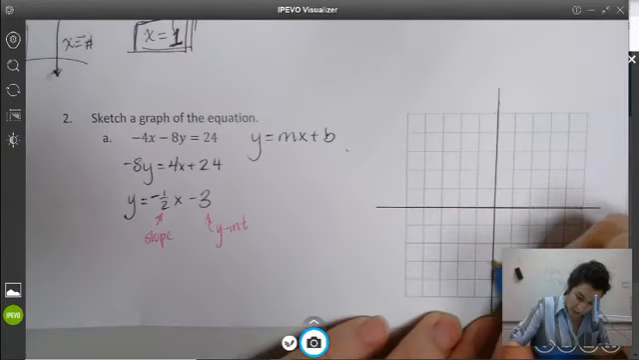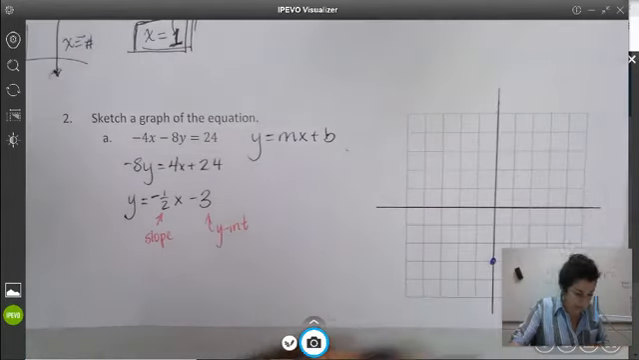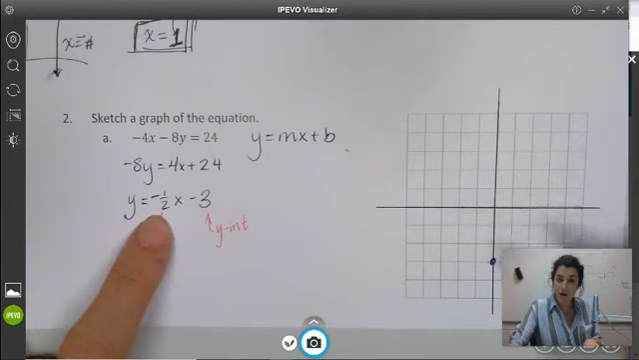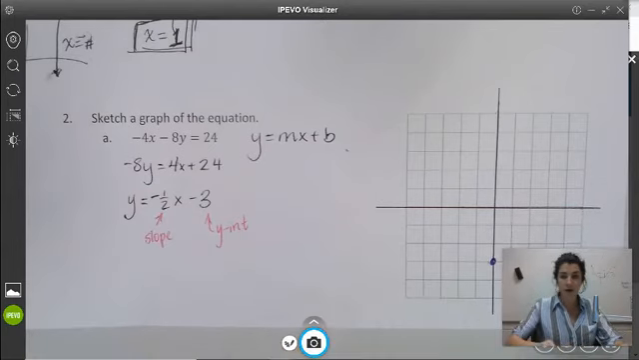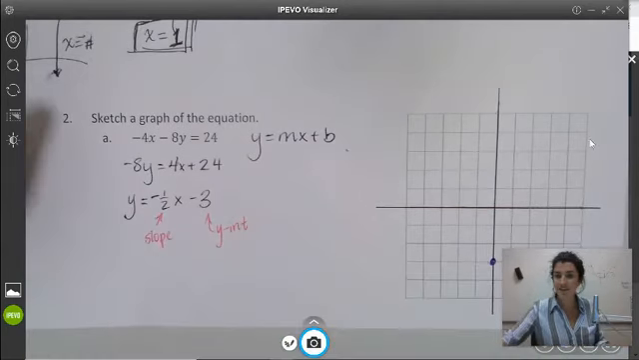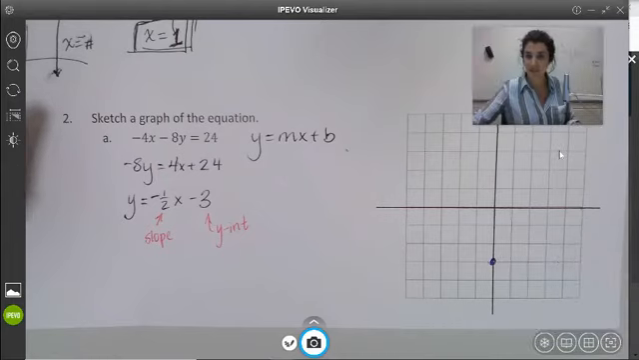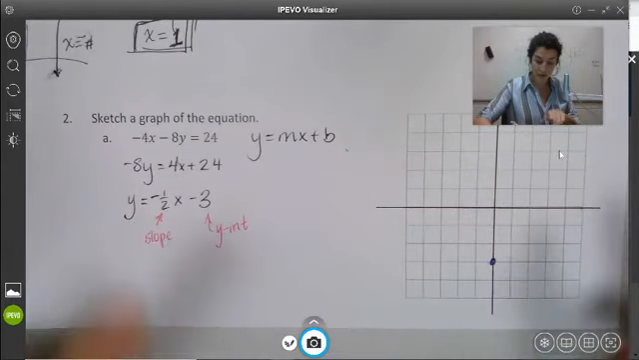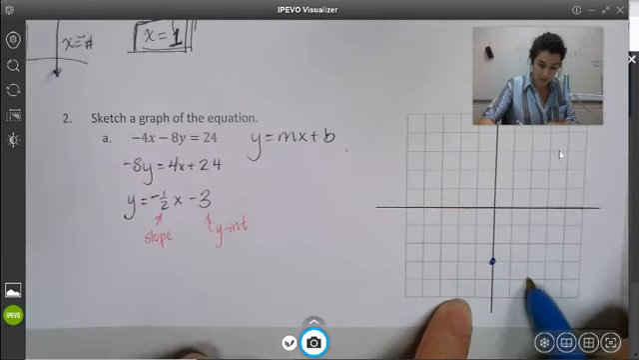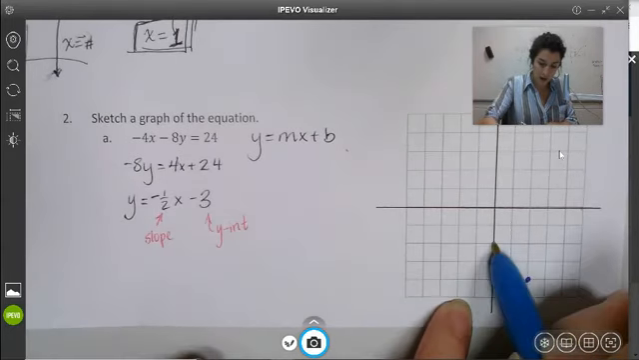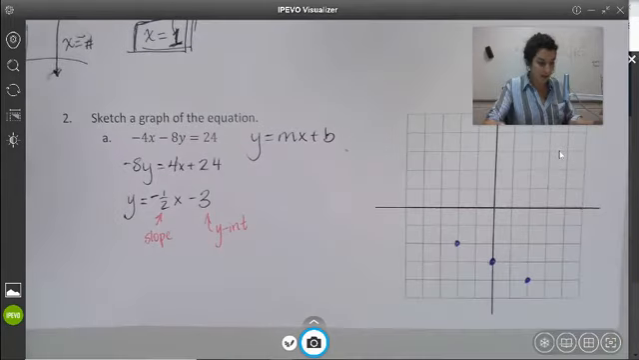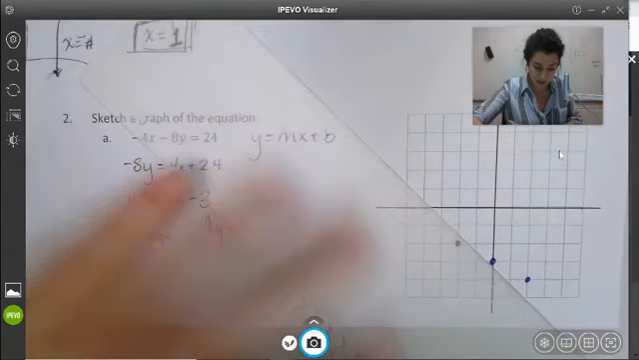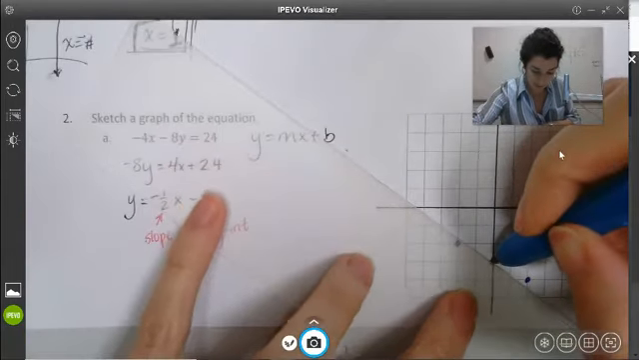I'm going to go ahead and plot my y-intercept here at negative 3. A slope of negative 1 over positive 2, or we could do up 1, back 2. Doesn't matter, so you can go down 1, right 2, or you can go up 1, back 2. Rise over run. Either way, it gets you this line.